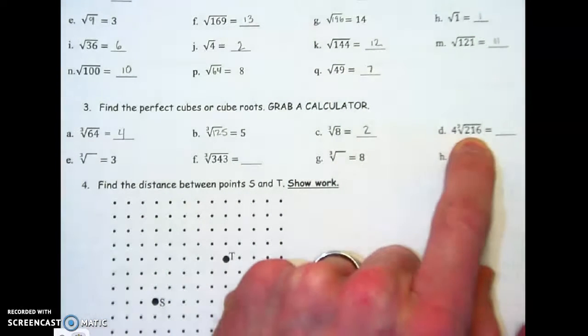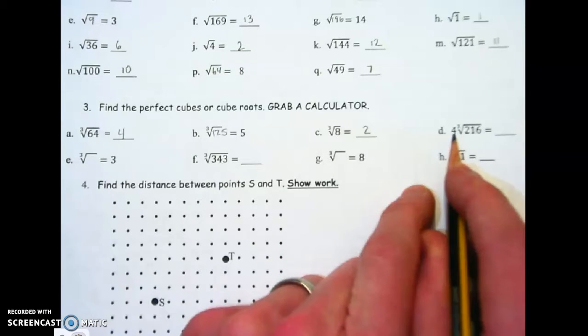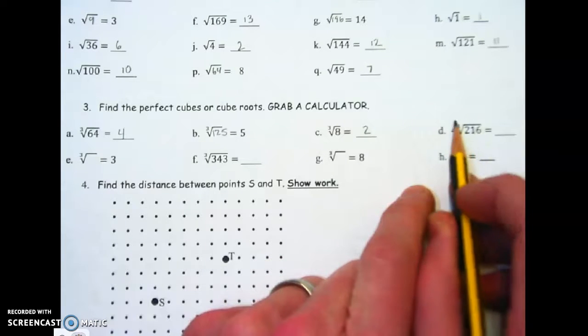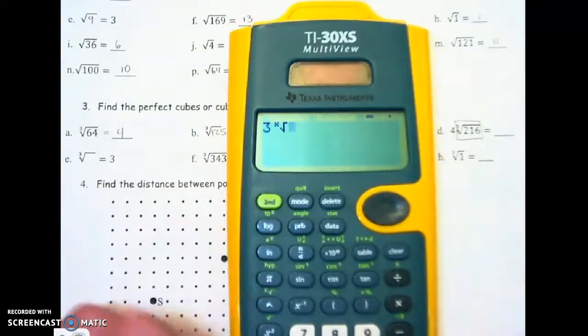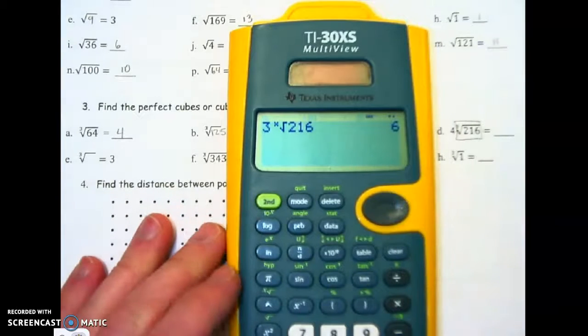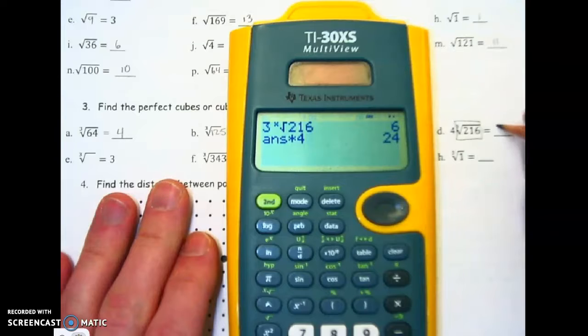Let's take the cube root of 216 and then times it by 4. So we need to do this piece first. So that would be 3, second, up arrow, 216. And we will times that by the 4 that's out front, times 4. So that is 24.